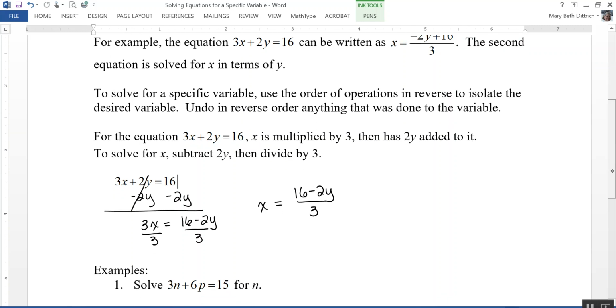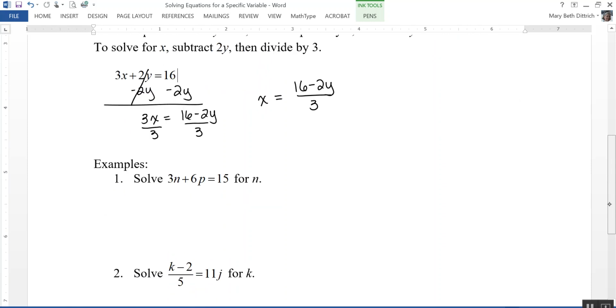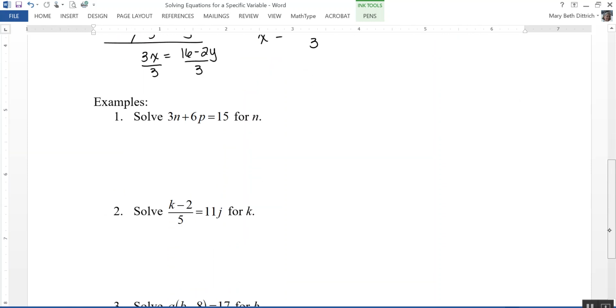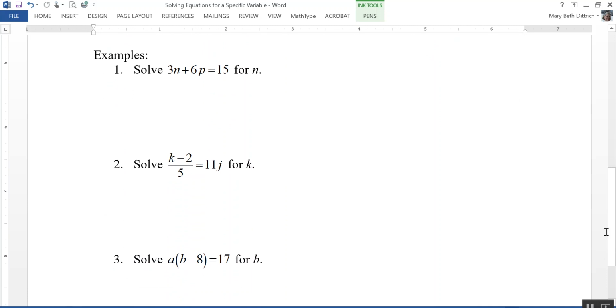So here I have three examples, three equations that I'd like you to try on your own. So if you would stop the video right now, copy these three equations in your math journal and solve for the specified variable. Okay, let's take a look at how we're going to solve these.